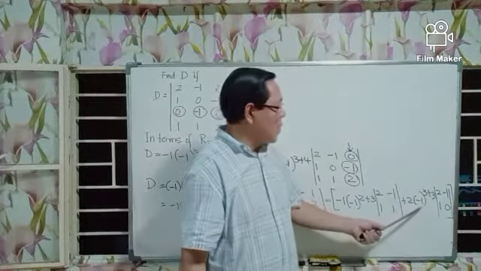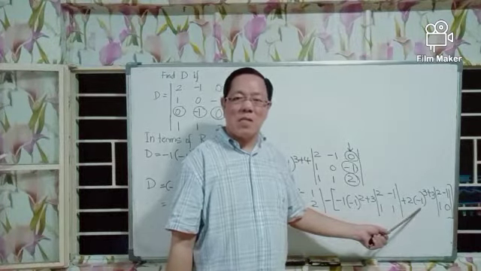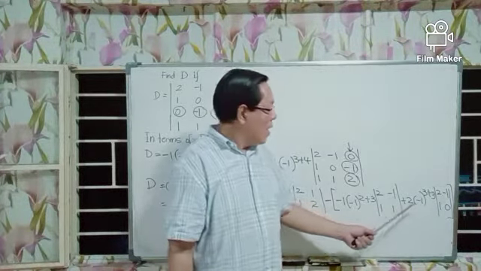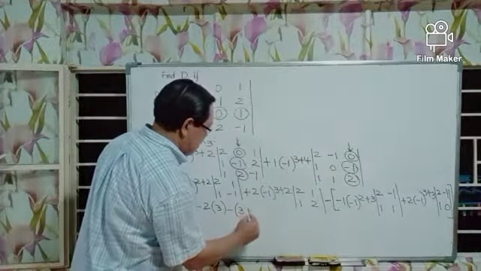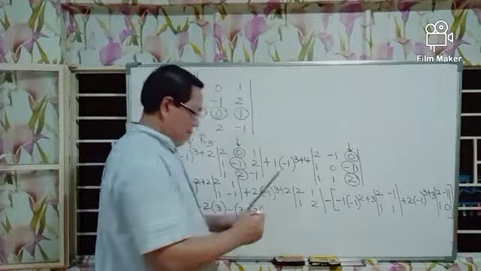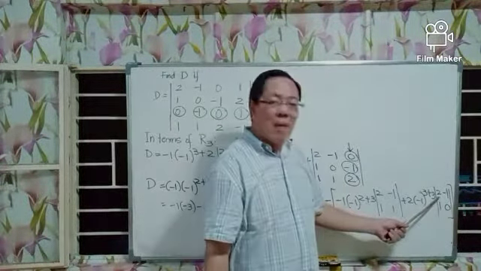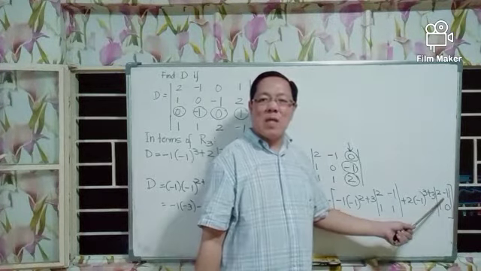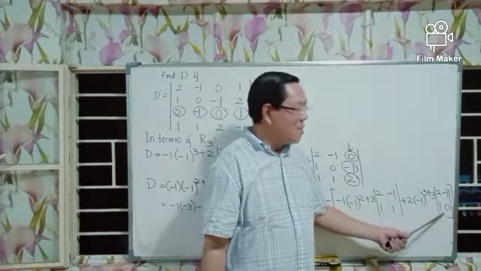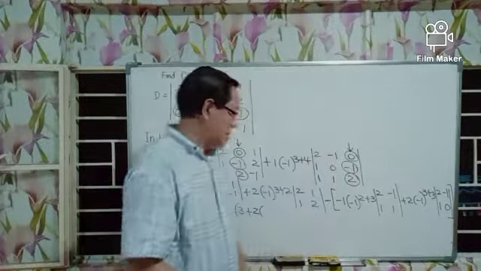And the last term, we have negative 1 raised to 3 plus 3, which is equal to negative 1 raised to 6, which is equal to positive 1 multiplied by 2 is 2. Multiplied by this determinant of order 2, we have 0 multiplied by 2 is 0, minus 1 multiplied by negative 1 is negative 1. We have 0 minus negative 1, that's 0 plus 1 or 1.